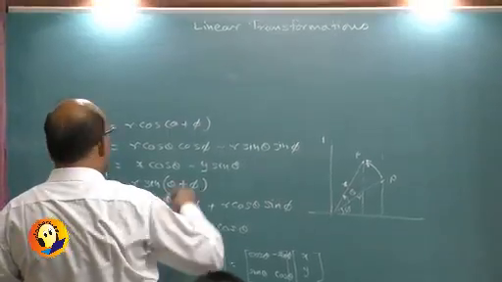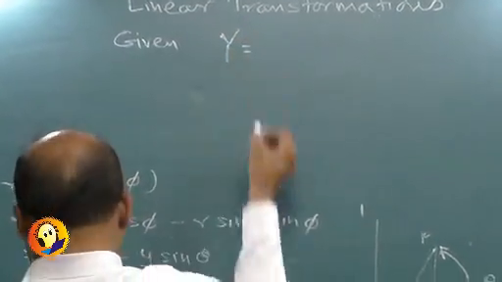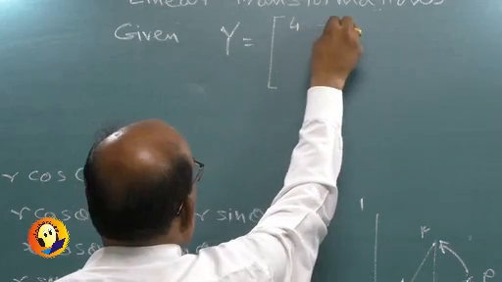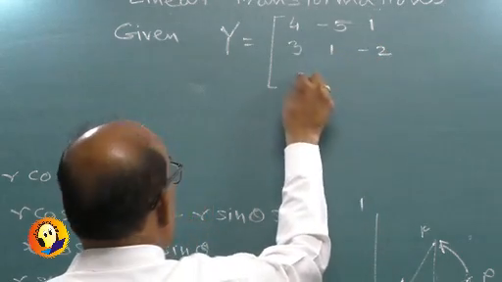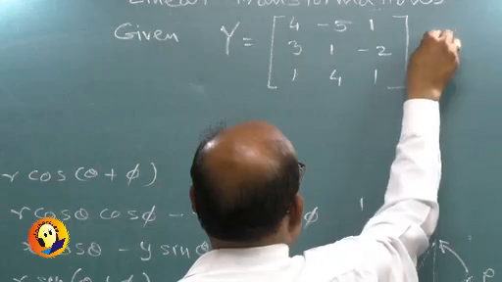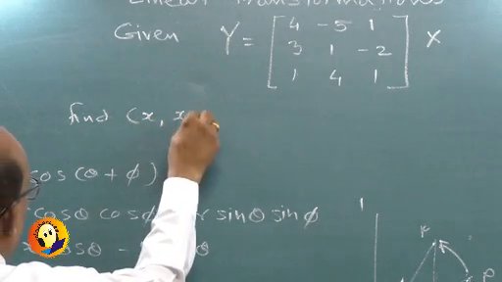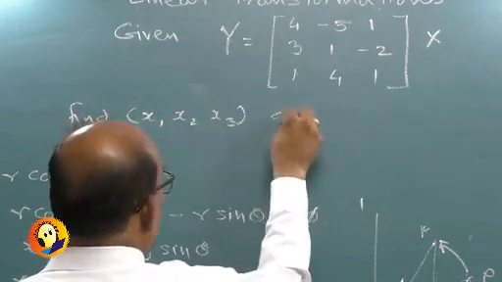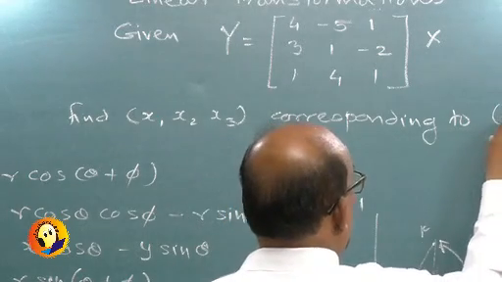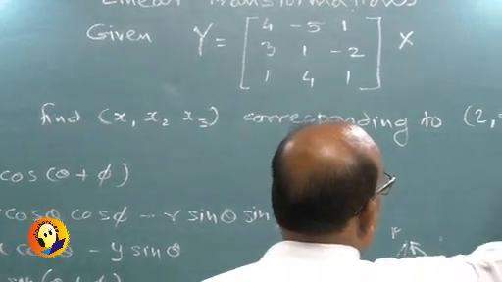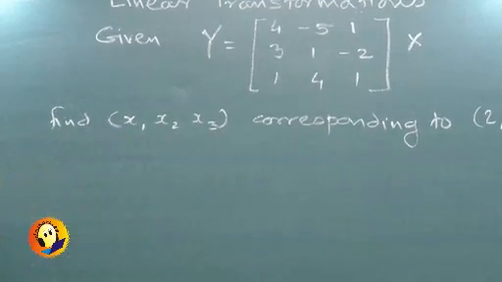Now the problem goes like this: given capital Y is equal to the matrix 4 minus 5 1, 3 1 minus 2, 1 4 1, times capital X. Find the coordinates x1, x2, x3 corresponding to 2 9 5 in capital Y. This is the problem statement.